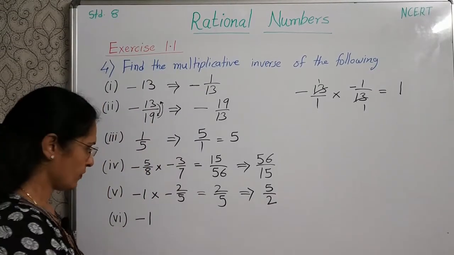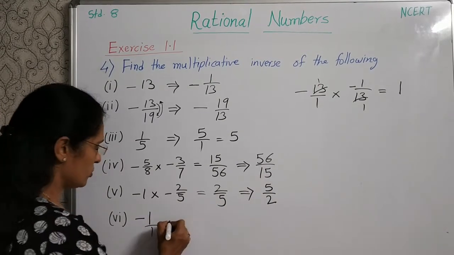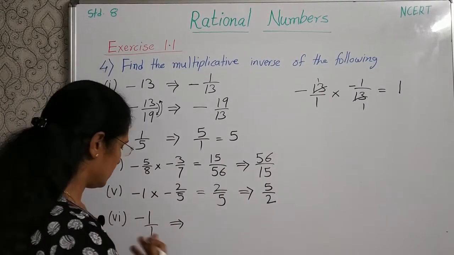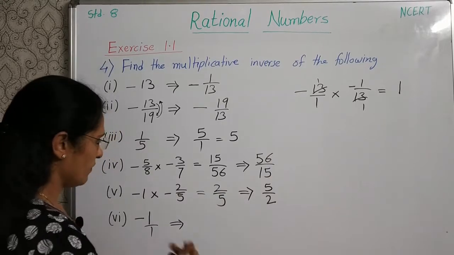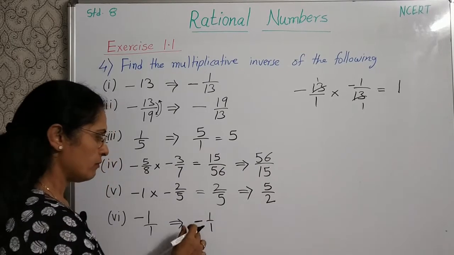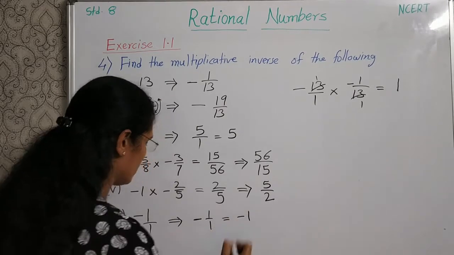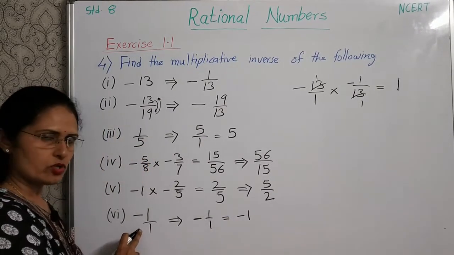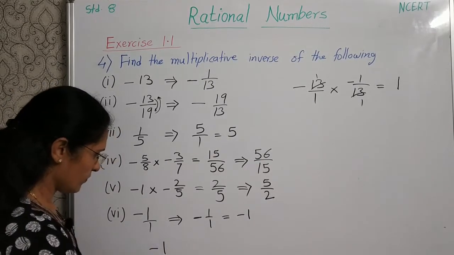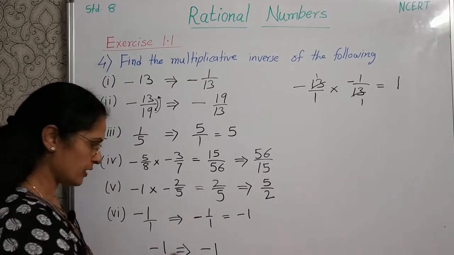Next, minus 1. We can write this minus 1 as minus 1 by 1. So the multiplicative inverse will be 1 by minus 1. And the minus 1 which is in the denominator, we can write in the center also. So it will be minus 1 by 1. And what is minus 1 by 1? It is the same, only minus 1. So the multiplicative inverse of minus 1 is minus 1 only. Okay? The reciprocal of minus 1 is minus 1. So you can write this also.